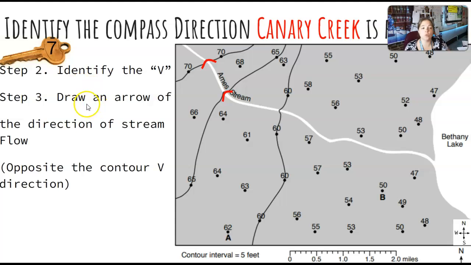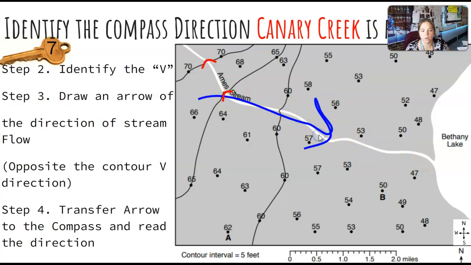One of the things you can do is draw an arrow of the direction of the stream. So it's pointing this way. This is where it started. The opposite, where it's flowing out, is the open part of the V, right? So it's flowing out this way, and we have to figure out what this direction is.